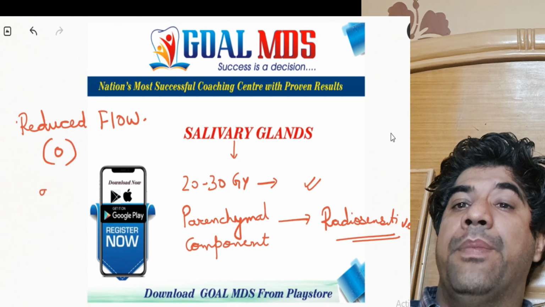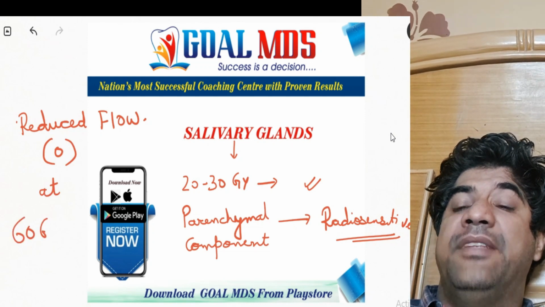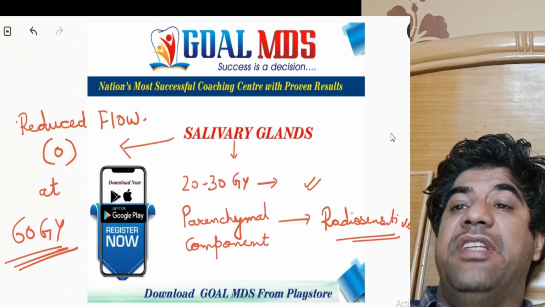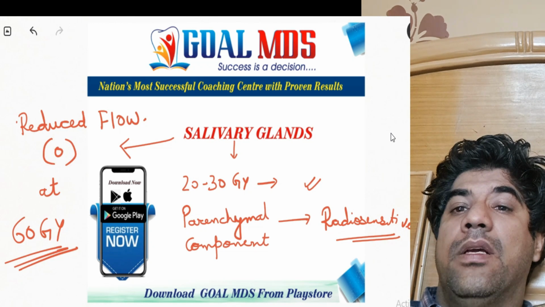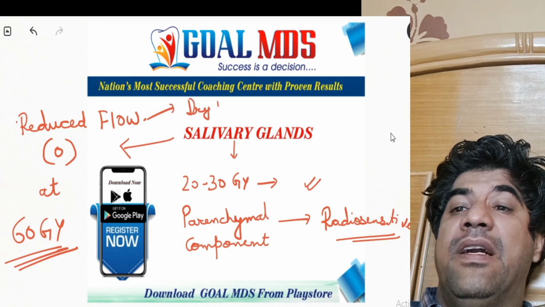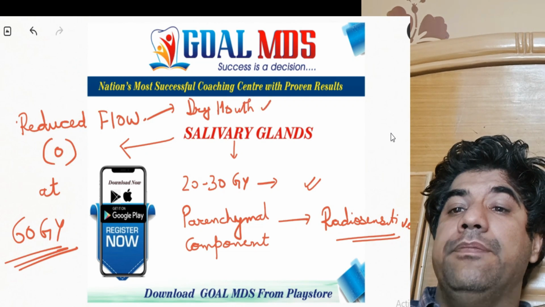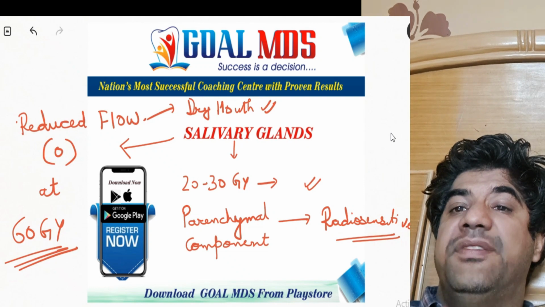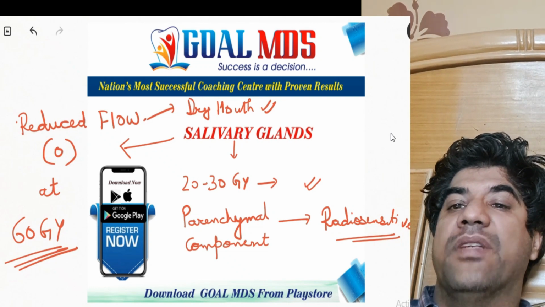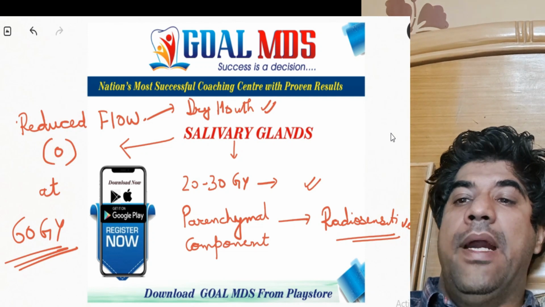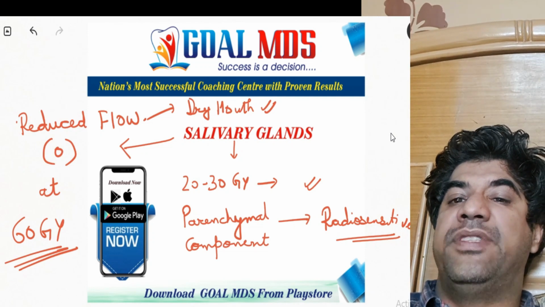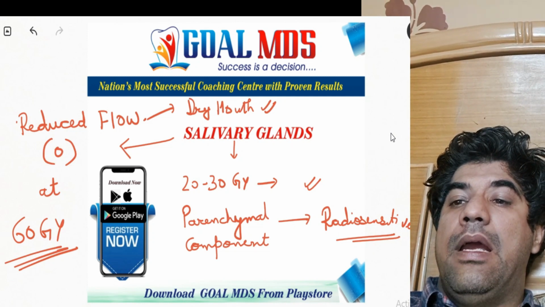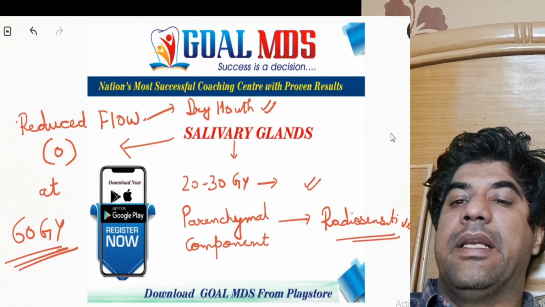Remember, the mouth becomes dry at 60 Gy and may show xerostomia. Swallowing is difficult, swallowing is painful. Patients may feel difficulty with chewing and swallowing. The serous cells are more radiosensitive than the mucous cells. So the gland will demonstrate progressive fibrosis, loss of fine vasculature, and parenchymal degeneration.